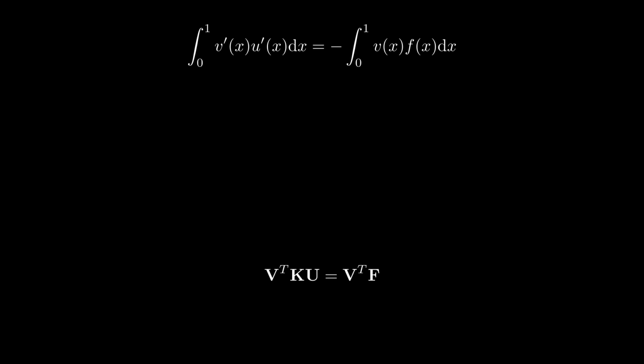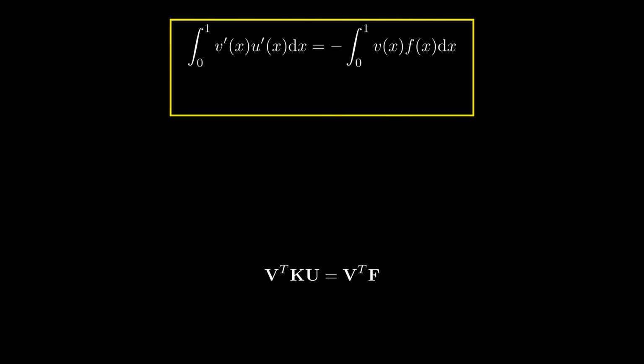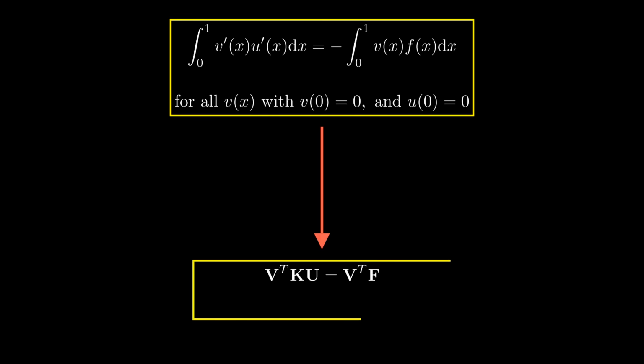Let's hold on for a bit and think about how we arrived at this equation. We started from the weak formulation, which must hold true for all test functions v of x that are 0 at x equals 0, and the unknown function u of x must fulfill the boundary condition that u at x equals 0 is 0. By discretizing u and v, we arrived at the equation v transposed Ku equals v transposed F, which we could call the discretized weak formulation.